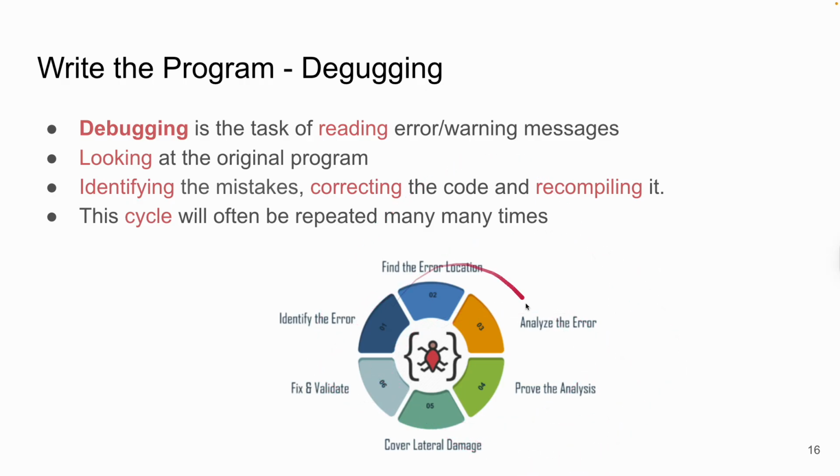So here is the cycle of debugging. First, you need to find the location of the error and understand why it is wrong. And then you need to try to find a solution to fix the error. Then you might find out, okay, my solution is not going well. Then you need to find the error again, and again. So this cycle will often be repeated many times.